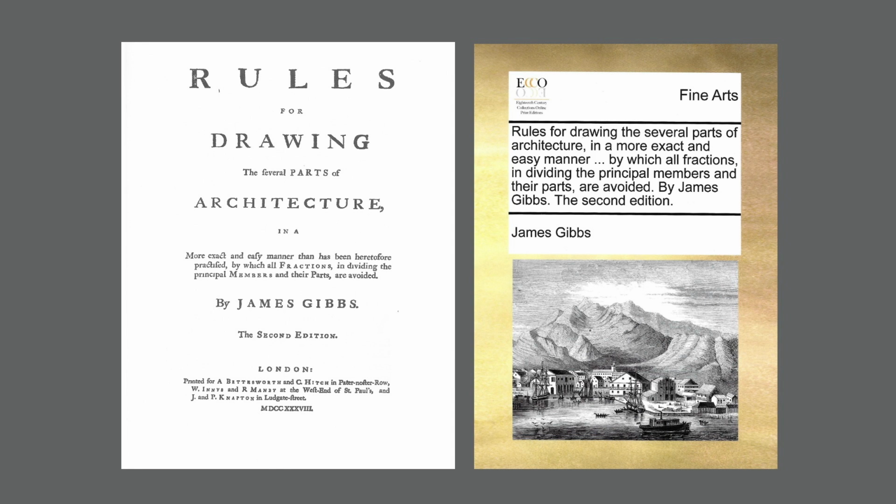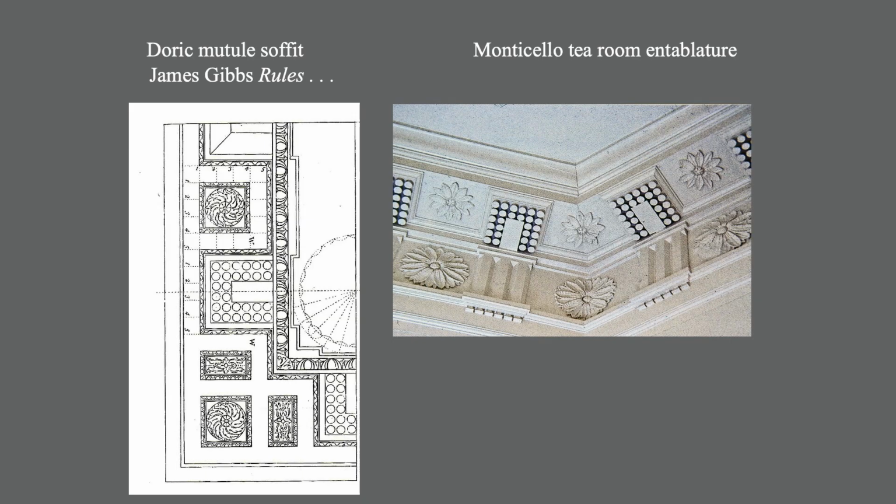Gibbs's Rules for Drawing the Several Parts of Architecture served as the main textbook for classical design for both architects and builders. This too is finally available in inexpensive reprints. Thomas Jefferson owned Rules and used Gibbs's illustration of a Doric entablature for the Monticello tea room. For some unknown reason, Gibbs advocated replacing 8 guttae in the mutule soffit with a tab, and this started a trend in both Britain and America. Look for it. Its source is Gibbs's Rules.